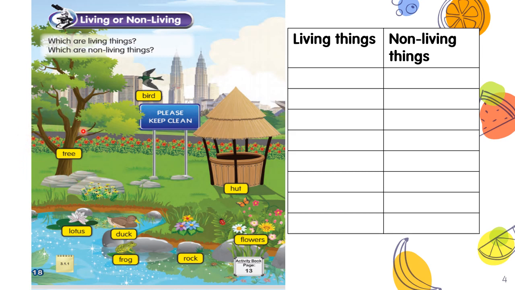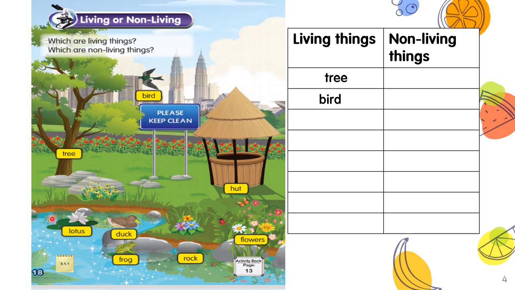Tree. Is it living things or non-living things? Let's take a look at the answer. Tree is a living thing. Now, let's take a look at the second one. Bird. Is it living things or non-living things? Take a look at the answer. Bird is a living thing.